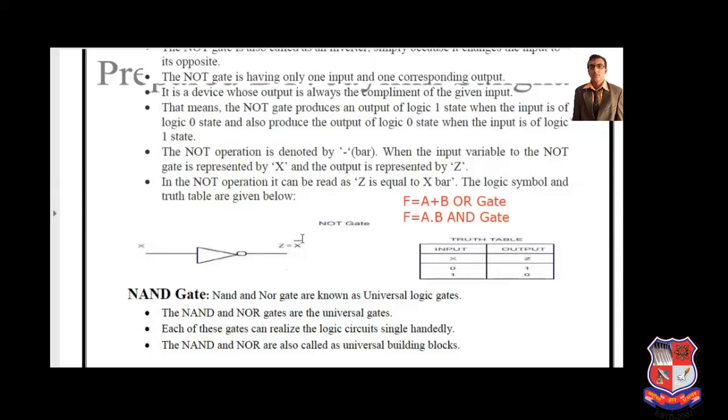So what is the example of the NOT gate? The common emitter configuration. It is known simply as the NOT gate. Now the NAND gate. Up till now, whatever gates we have discussed are known as basic logic gates. Now we will discuss the universal logic gates.